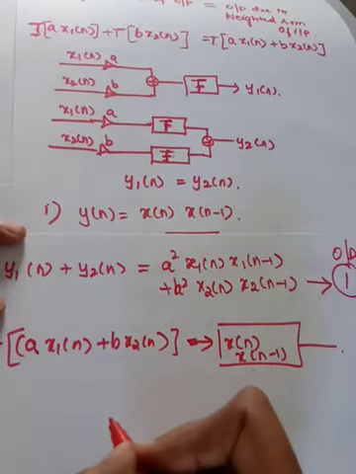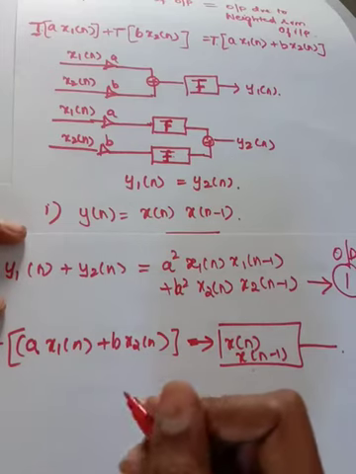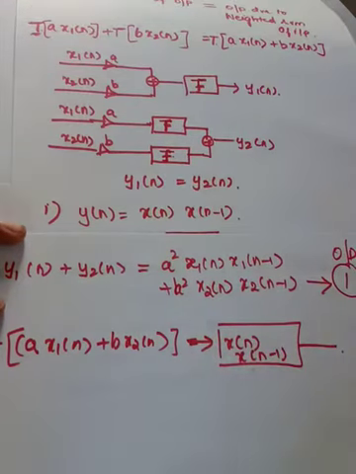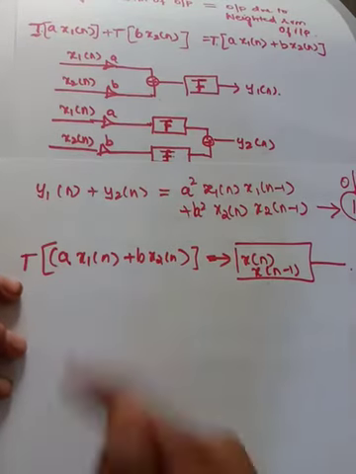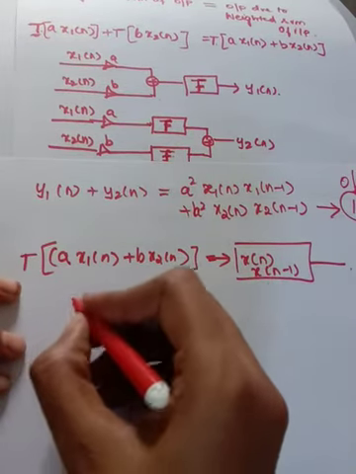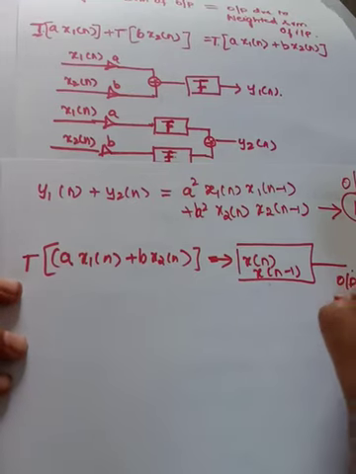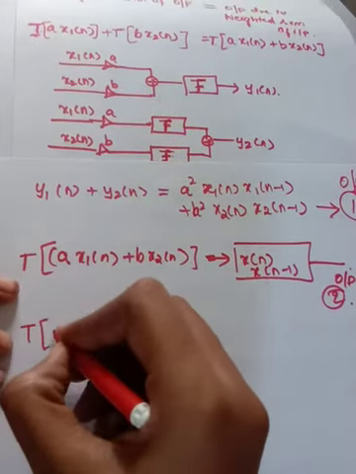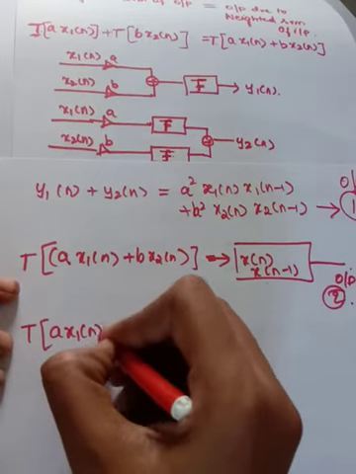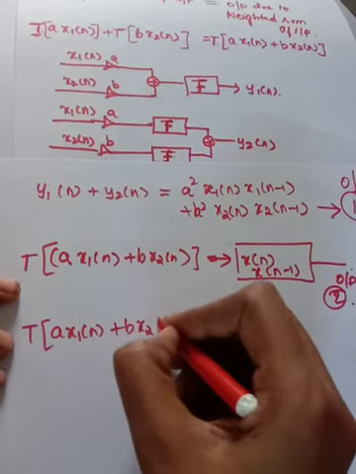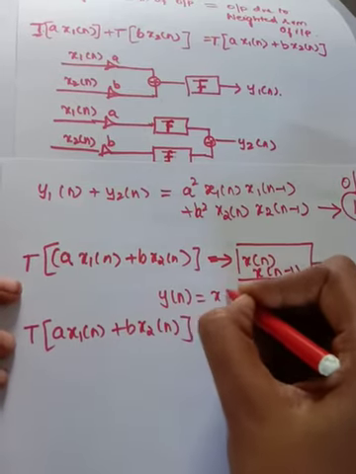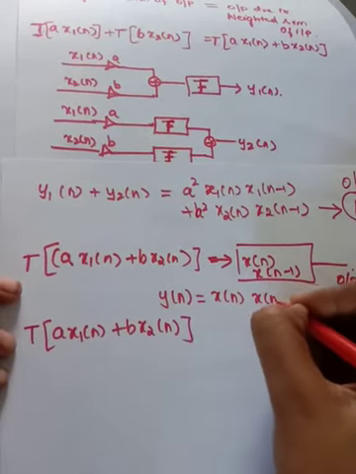Wherever you have x, you need to replace it. Now how we need to replace is the output we need to obtain. This is the output 2, the output after applying a x1 of n plus b x2 of n. What is your actual function? y of n is equal to x of n into x of n minus 1.